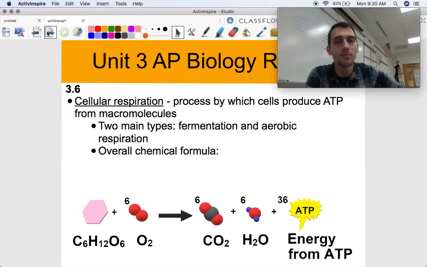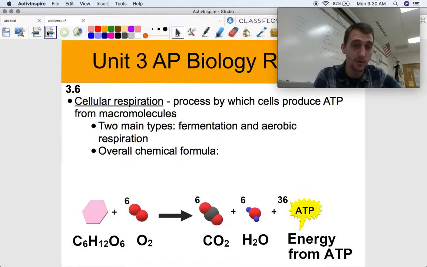All right, here we go. 3.6, cellular respiration, the process by which cells produce ATP from macromolecules. Big idea. There are two main types, fermentation and aerobic respiration, and this is the overall chemical formula of cellular respiration. I should say aerobic respiration. Every cell takes what you eat in the form of glucose, combines it with what you breathe in, oxygen, and makes carbon dioxide, which you breathe out. It makes water, but most importantly, it makes ATP.